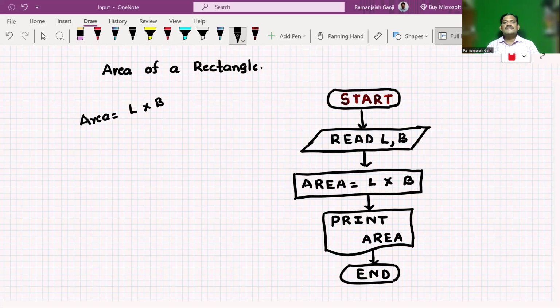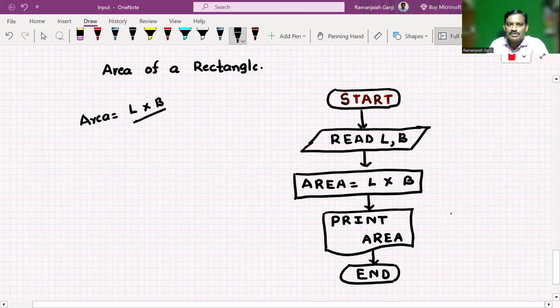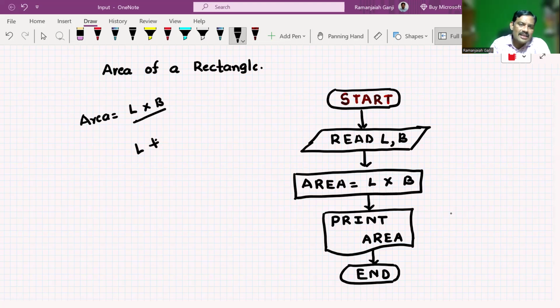See this. Start. Read L comma B. Area is equal to L into B. Print area. But this is totally wrong. That is completely wrong. Why? In mathematics, this is called L into B, but computers may treat this as LXB, not L multiplied by B. That's what you have to write. So LXB is not L into B.